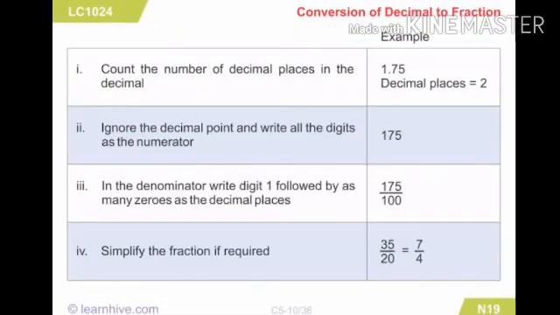Now let's learn how we can convert a decimal into fraction. Our first step is to obtain the decimal, then write the numerator as the number obtained by removing the decimal point. Now our last step is to write the denominator as 1 followed by as many zeros as there are decimal places in the given number. Or we can simplify the fraction if it is required.